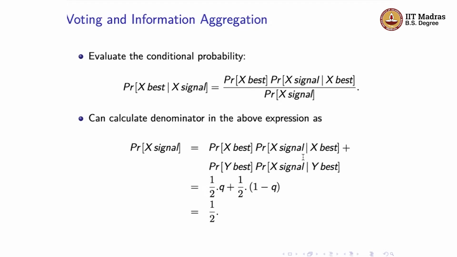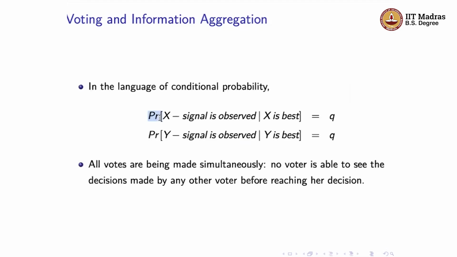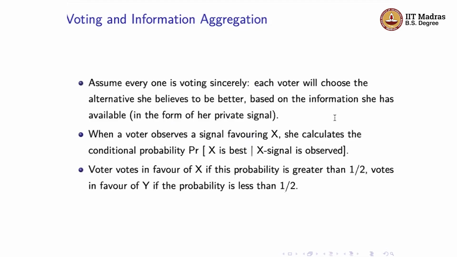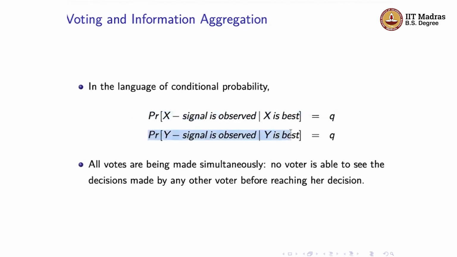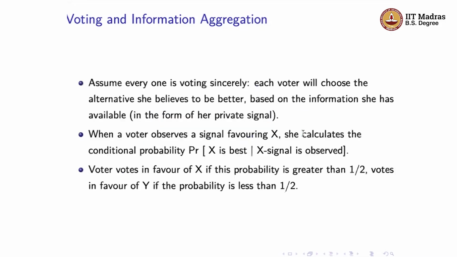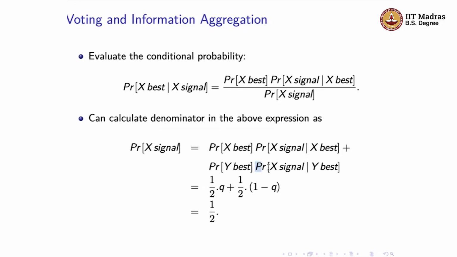What is the probability that you receive the X signal conditional on X being best? This is already what we had assumed, so this is Q. And what is the probability of the X signal given Y is best? Remember that the probability that the Y signal is observed given Y is best is Q, so this expression here is going to be 1 minus Q, right? Now, if you simplify, the half Q's cancel out, and you end up with half. So the denominator is half.